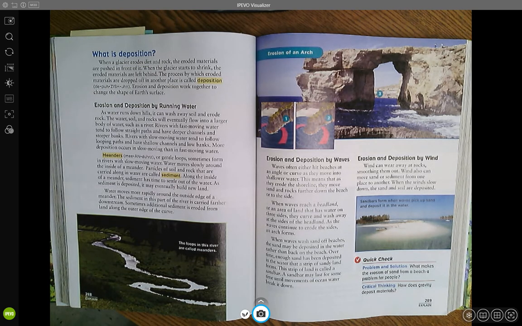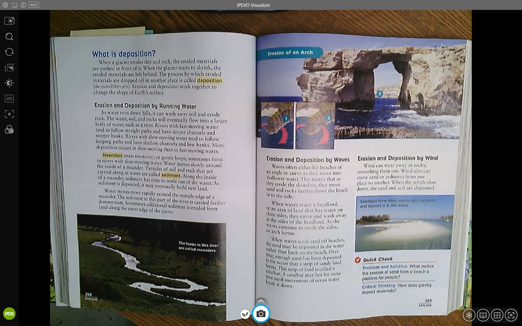Water moves slowly around the inside of a meander. Particles of soil and rock that are carried along in water are called sediment. Along the inside of a meander, sediment has time to settle out of the water. As sediment is deposited, it may eventually build new land.